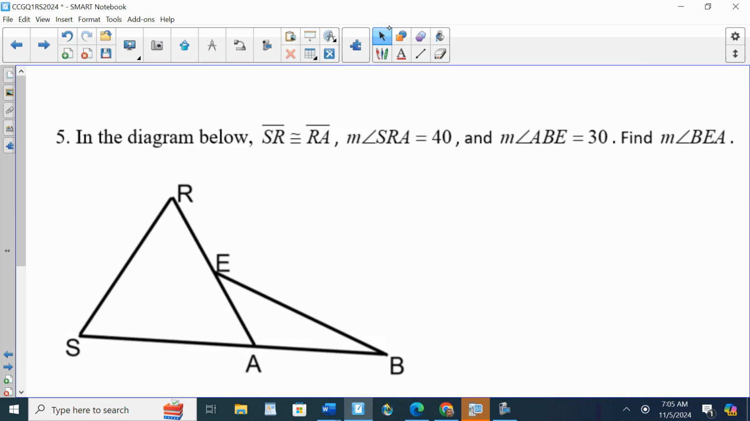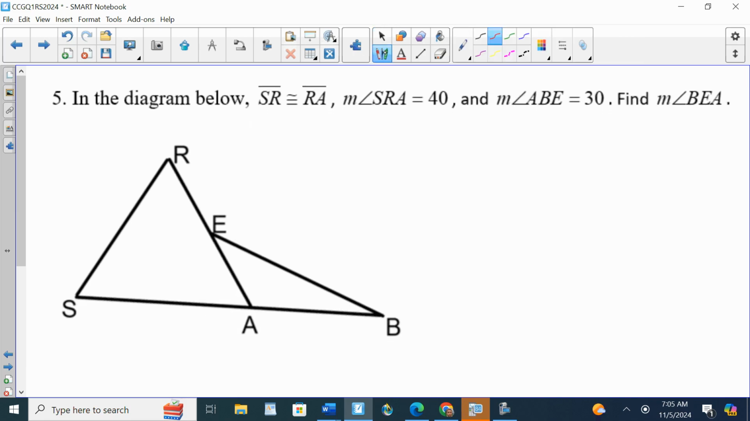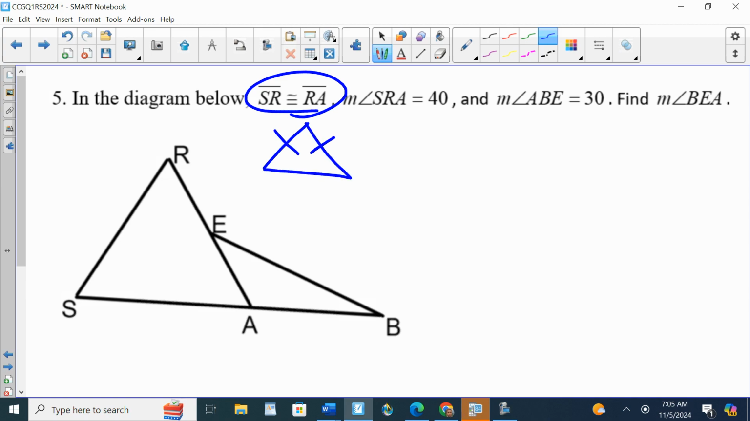This is similar to number 1. Whenever you see that two segments are congruent, mark the sides, and more importantly, mark the angles opposite them. An isosceles triangle is two congruent sides and two congruent angles. So if SR is congruent to RA, I must then mark that those two angles opposite them are congruent as well. Very, very important. From there, look for linear pairs.